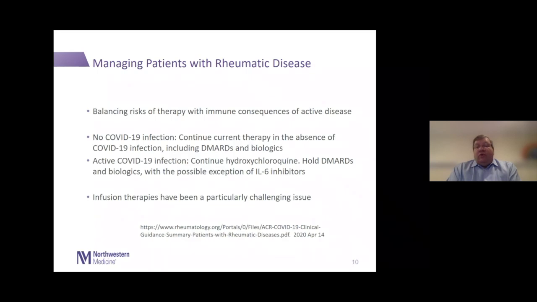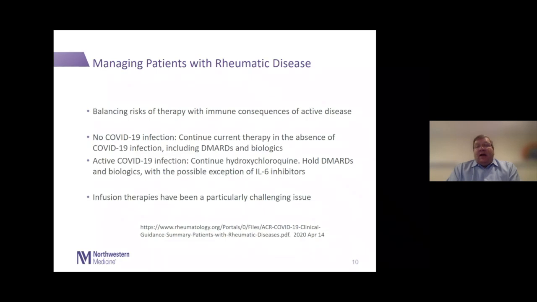These are often the older patients, often the sicker patients. And so the challenge for us has been bringing them in for infusions while worrying about exposure to the virus in the infusion center, either from other patients, from staff, and transmission in this particularly immunocompromised population.